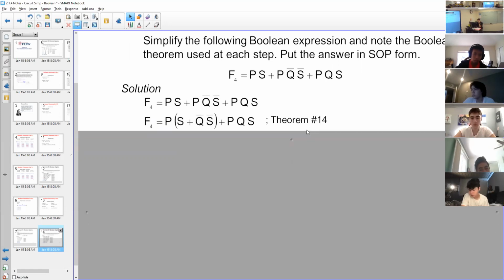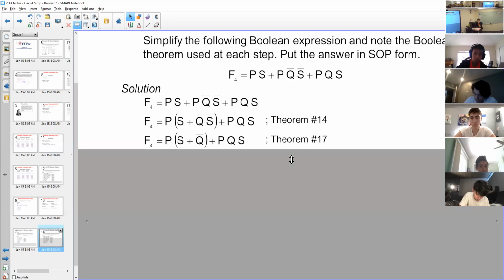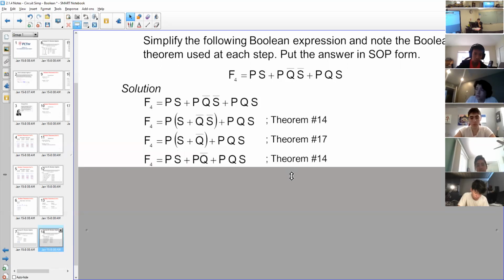Theorem 17. Yeah, that theorem 17, we've got an S plus something times the not S. So when we see that plus with an S and a not S variable with its not added to it, multiplied by something else, we know we can eliminate that not. So it's theorem 17. All right, so by grouping them this way, they're setting up the ability to use theorem 17 and get rid of that not. All right. Now they can use theorem 14 and just distribute the P to the S and the P to the not Q and rewrite it.